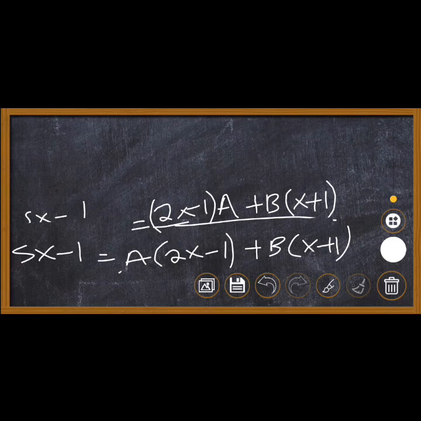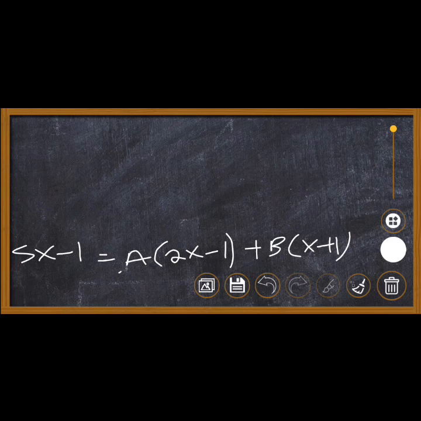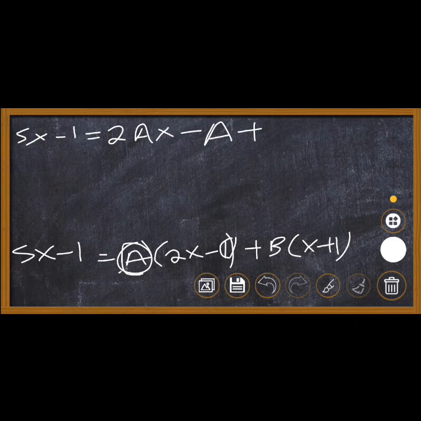So we can multiply throughout the values of a and the value of b. Remember, on the right side, we have 5x minus 1 equal to, when we multiply 2x by a, we are going to have 2ax, then minus, when we multiply a with negative 1, we have negative a. Then plus, when we multiply b with x, we have bx, plus, when we multiply b with 1, we just have b. Okay, so let's rearrange this.